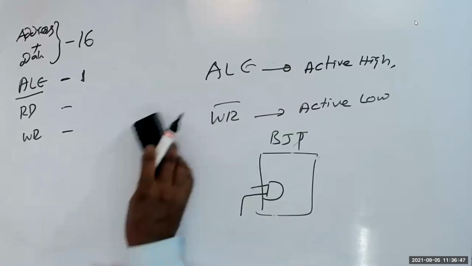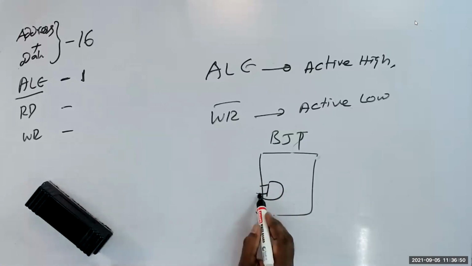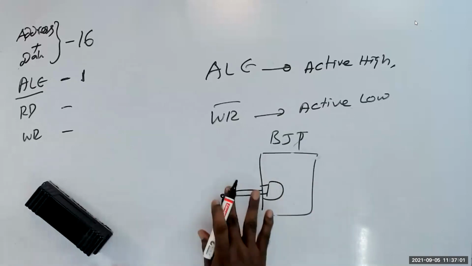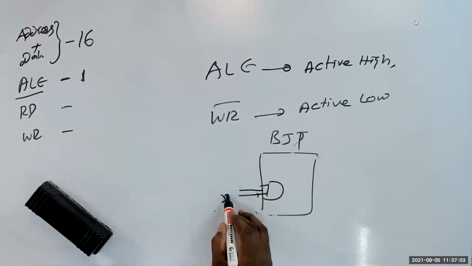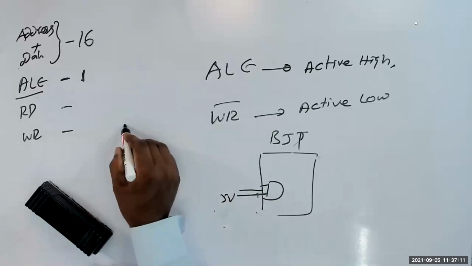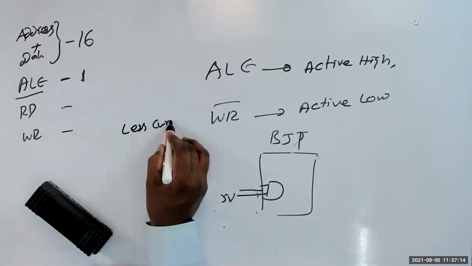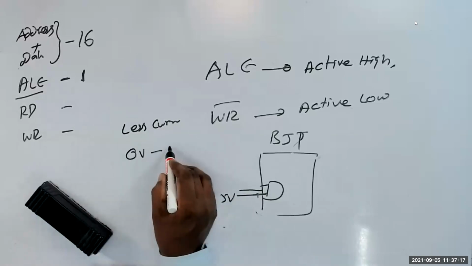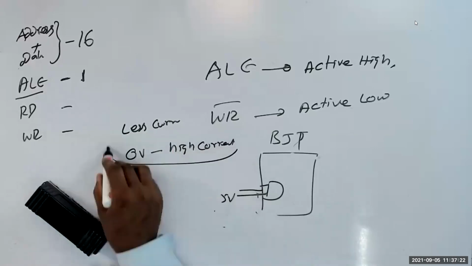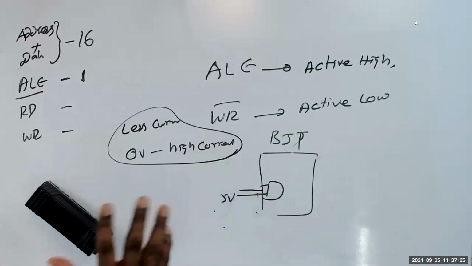That means that whenever I make the input a ground, it will draw a current, your BJT. Whereas if you make it 5 volt, it will not take current. So when you make it 5 volt, it will consume less current. When you make it 0 volt, it can draw high current. This we will discuss when we discuss our analog topics very clearly.